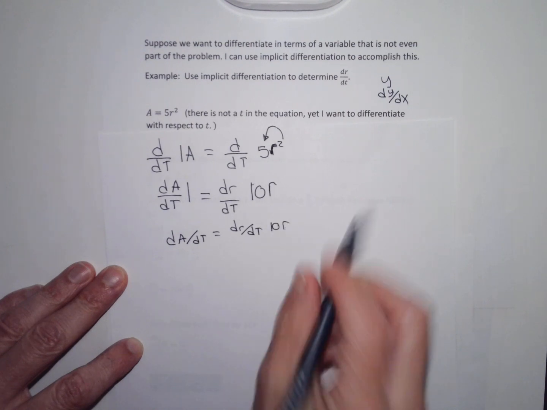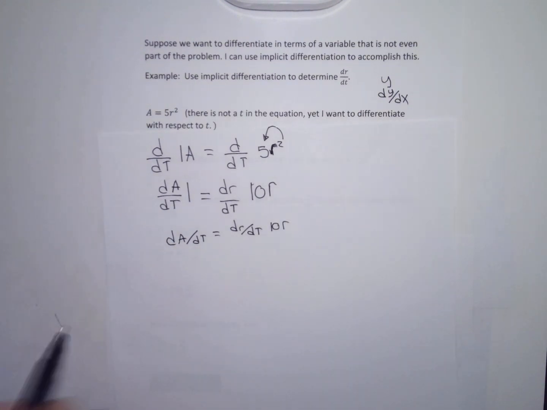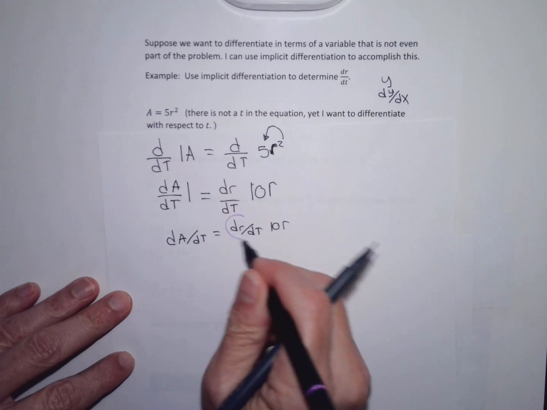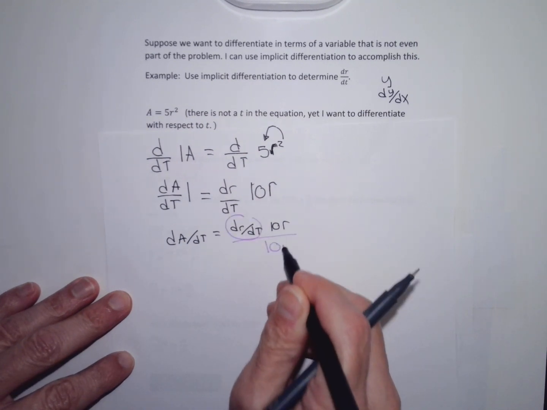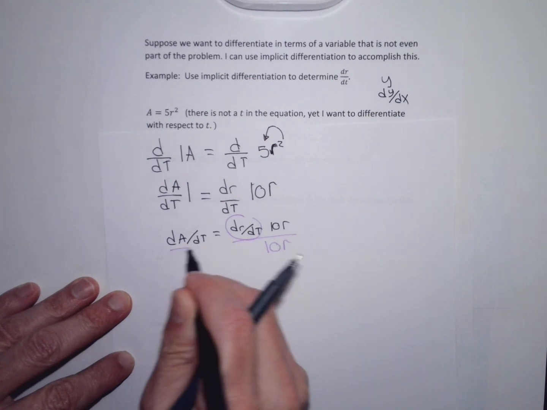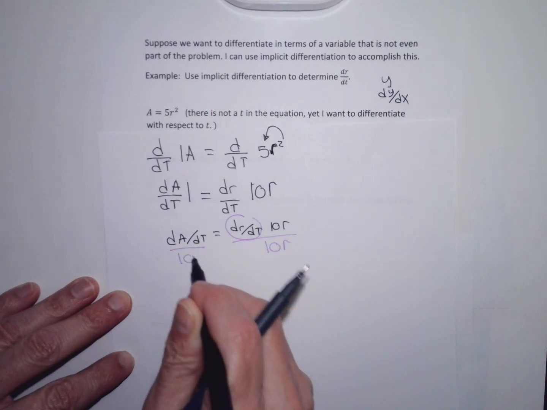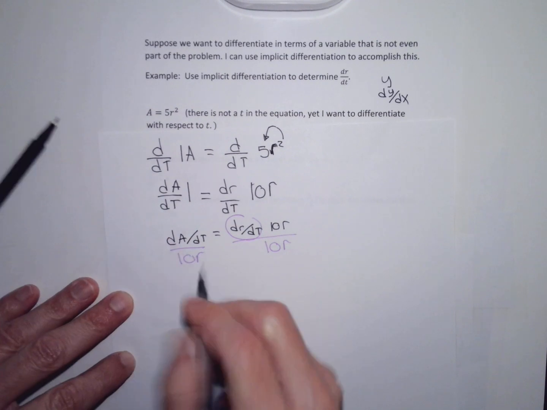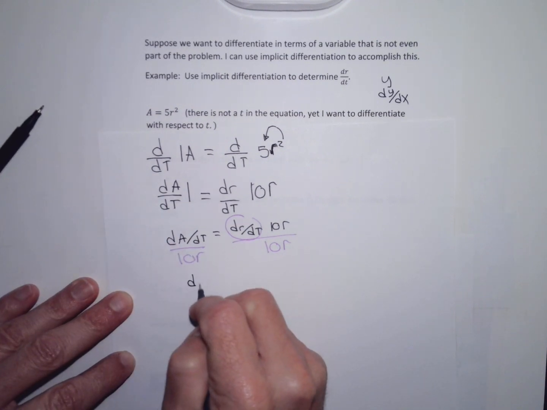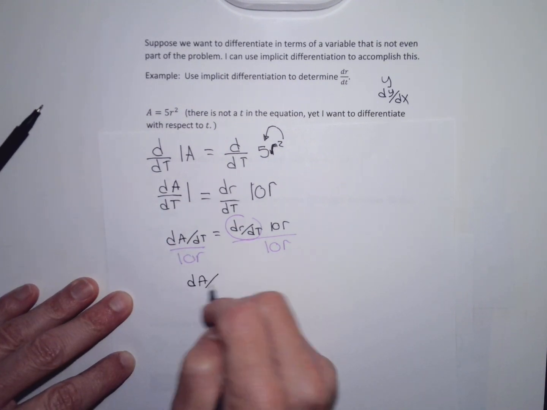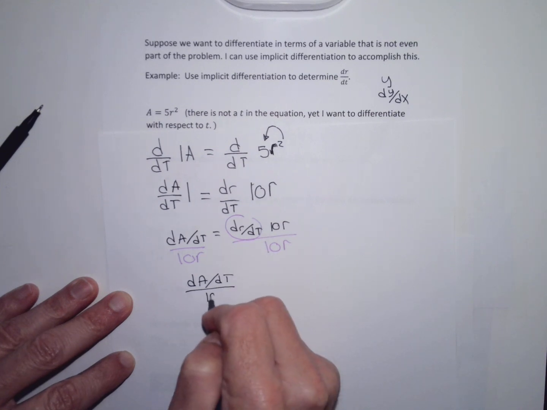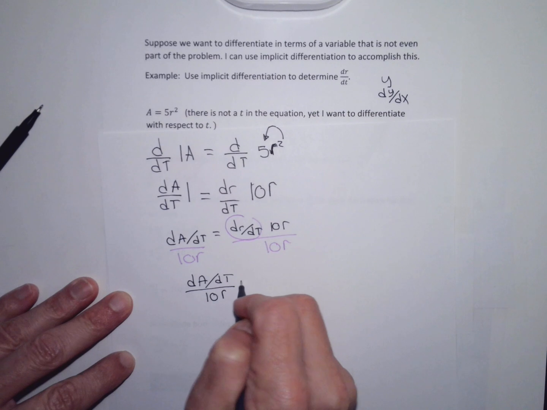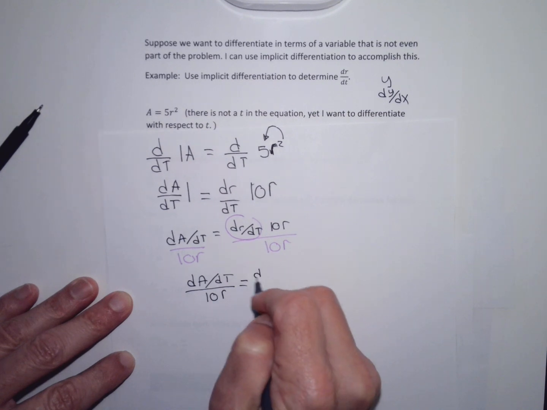I'm asked to find dr/dt. Well, to find dr/dt, I need to isolate dr/dt, and the thing that's keeping the dr/dt from being isolated is the 10r. So I'm going to divide both sides by 10r, and I'm going to get dA/dt over 10r. It's really a 3-layered fraction, so I'm trying to make it look a little more presentable, equals dr/dt.